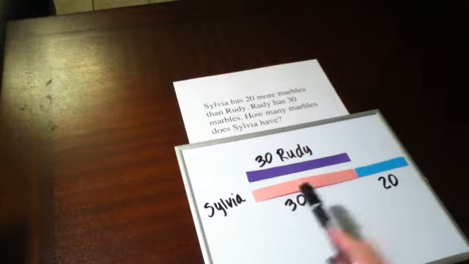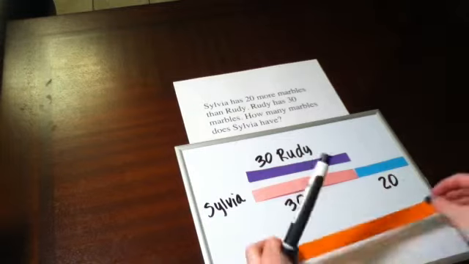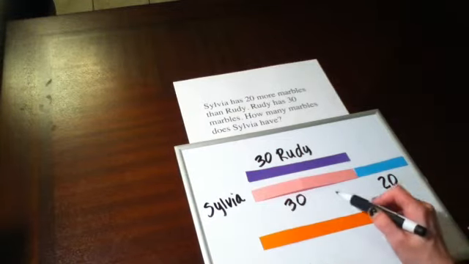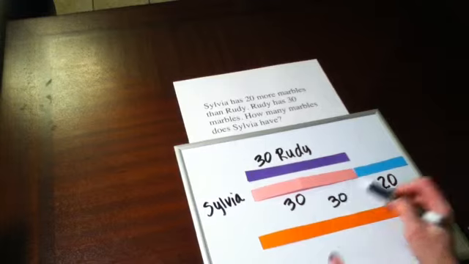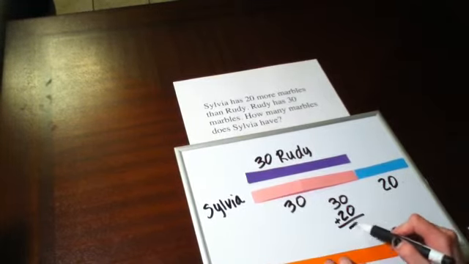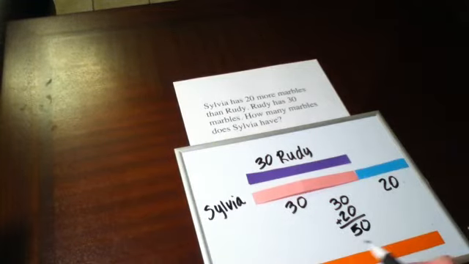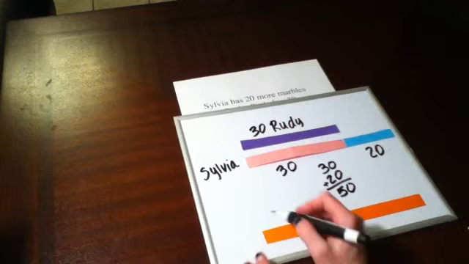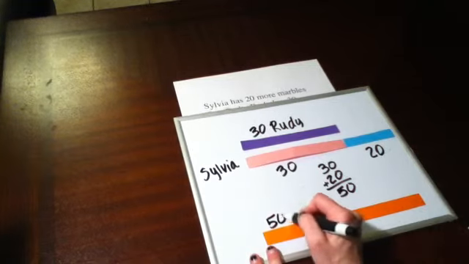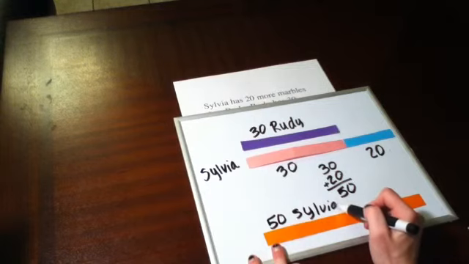So how do we find Sylvia's piece? What we need to do is add these together to represent 1. So let's add 30 and 20, which will give us 50. And this piece represents 50, which is also the number of marbles that Sylvia has.